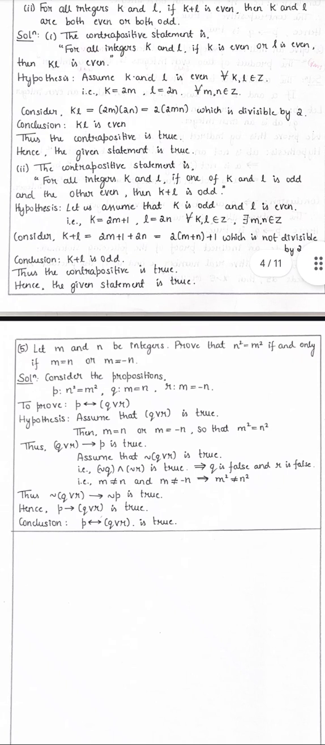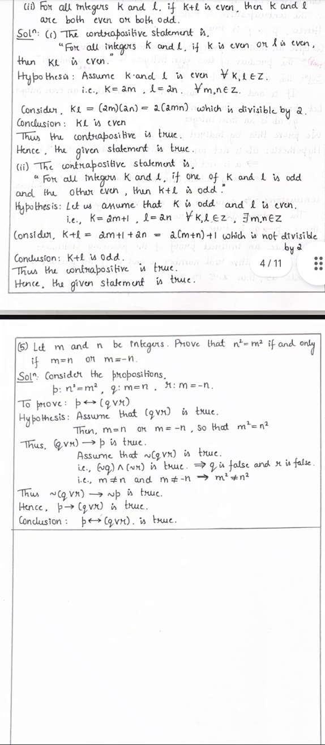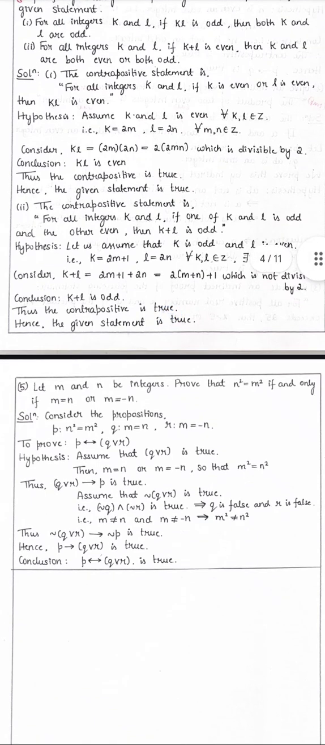The contrapositive statement is: for all integers k and l, if one of k and l is odd and the other even, then k plus l is odd. The contrapositive statement is, yes, we have to take it like this. For the second one, for all integers k and l, if k plus l is even, then k and l are both even or odd. They have given it as even or odd.